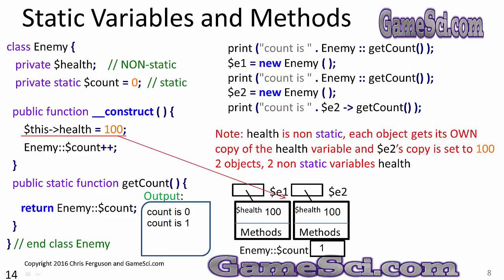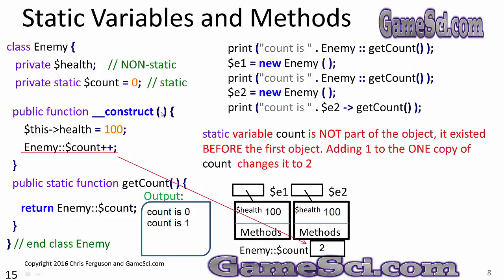I have E1's health variable, and I have E2's health variable. However, look at static variable count. It is not part of the object. It existed before the first object. Adding 1 to the 1 copy of count changes it to 2. I don't build a new count variable every time I build a new object. Why? Because it's static. Static means 1 copy for all objects to share.